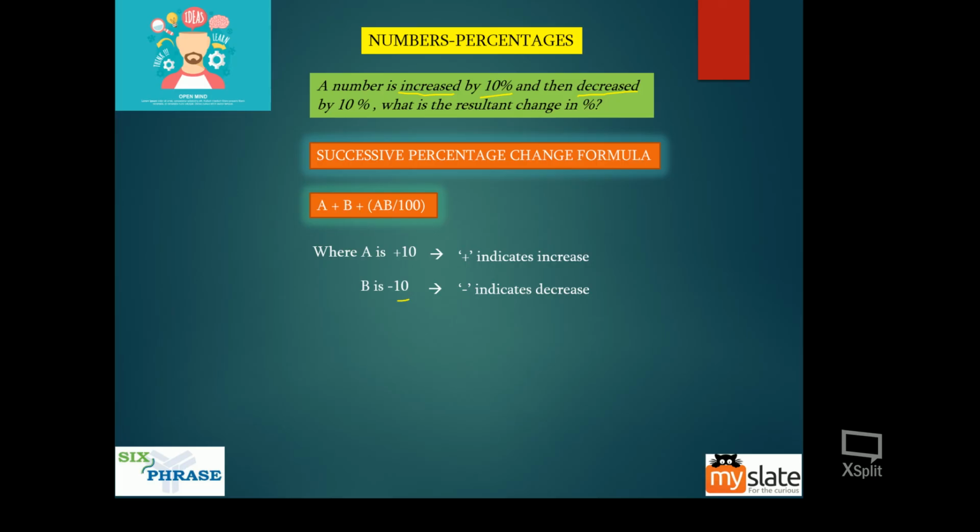Let us suppose you had two increases of 10. There is a 10 percentage increase, and again instead of a decrease you have a 10 percentage increase. Now what will happen is this b will become plus 10. Both will be plus 10, plus 10, because there are two increases. So when there is an increase, use the positive sign. When there is a decrease, use the negative sign. Similarly, if you have two decreases, then you'll have two minus 10s.